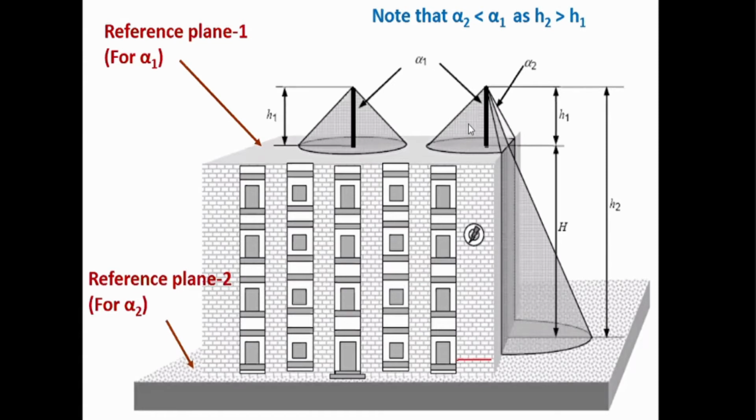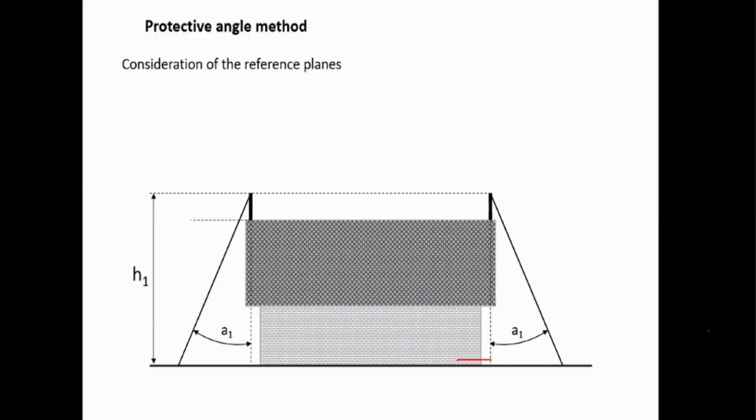So the angle is alpha 1, which is a larger angle compared to if you want to protect something at ground level, then the reference plane will be ground level and your angle is now smaller. It is alpha 2. So for the same level of protection, you have two different angles of protection. And now let me show you a few diagrams. Let me go faster.